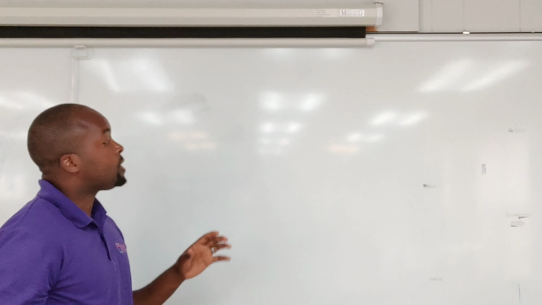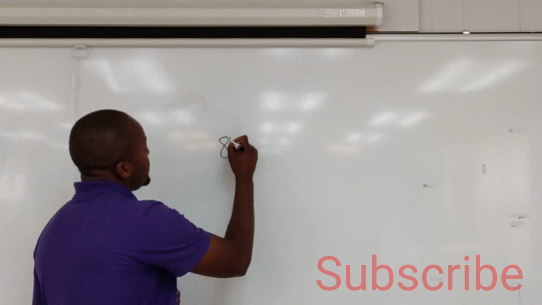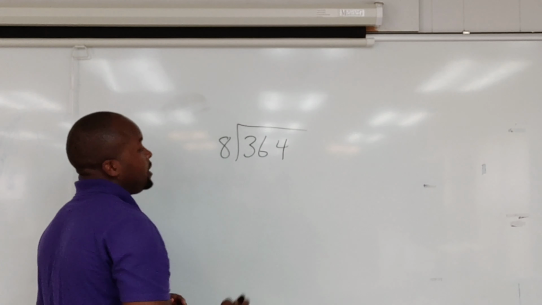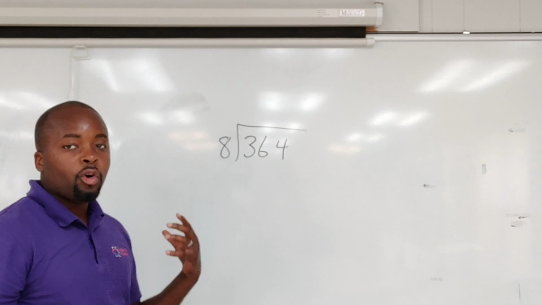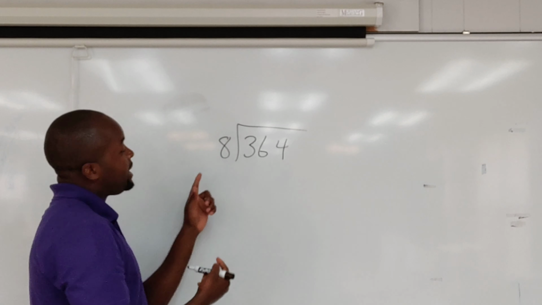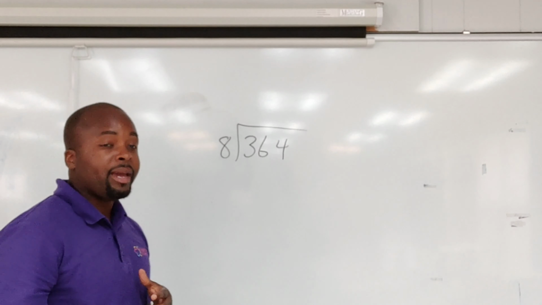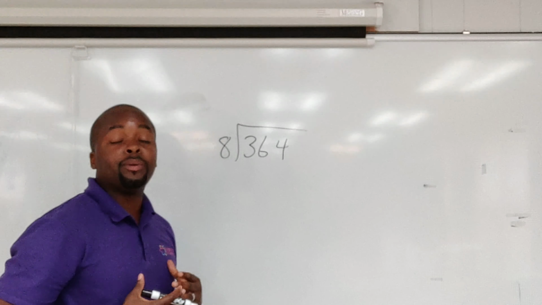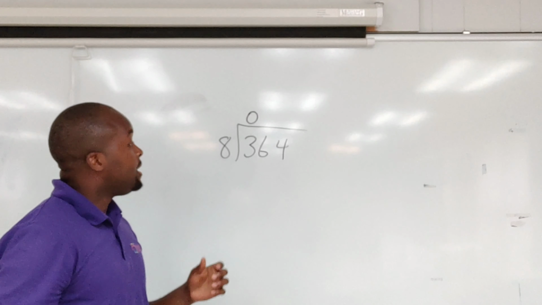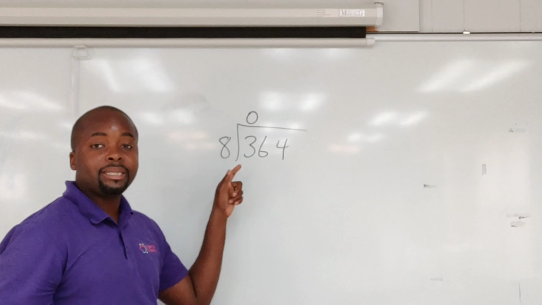Now, I'm going to go ahead and write a problem on the board. My problem is going to be 364 divided by 8. Now, go back to my first step. Does, that's division. And I'm going to see how many times can 8 go into 3, or what's 3 divided by 8? Well, I know 8 is too big to go into 3, so I'm going to put a 0. Okay? Then I'm going to see how many times can 8 go into 36?